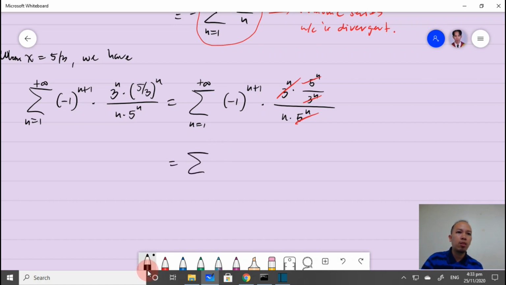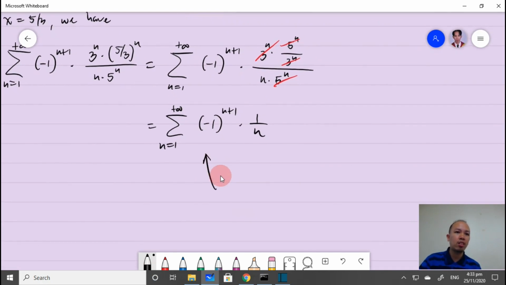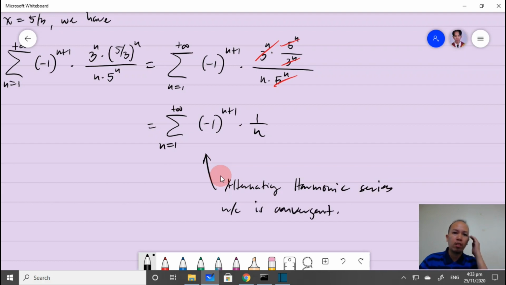So what will happen, this series now is very familiar. We know that this series is an alternating harmonic series, which is convergent. Okay, so 5/3 is included in the interval of convergence.